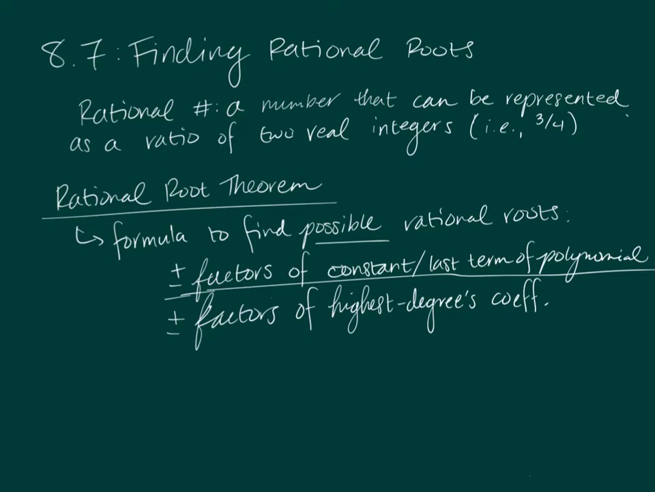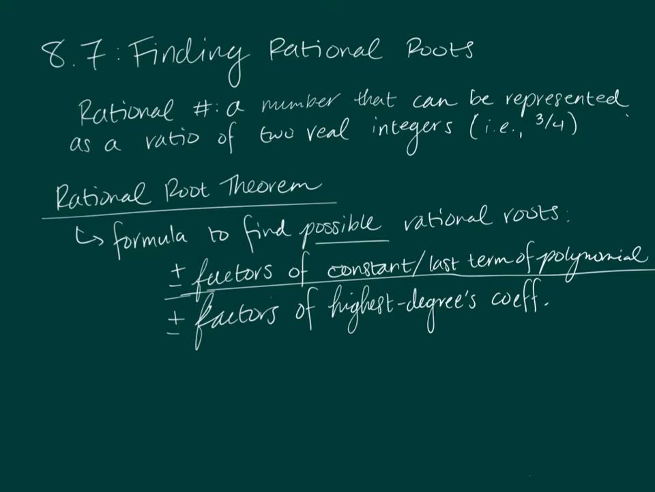So today we're looking at 8.7, which is on finding rational roots. As a quick reminder, let's talk about what a rational number is. A rational number is a number that can be represented as a ratio, hence the word rational with the word ratio in it, of two real integers.